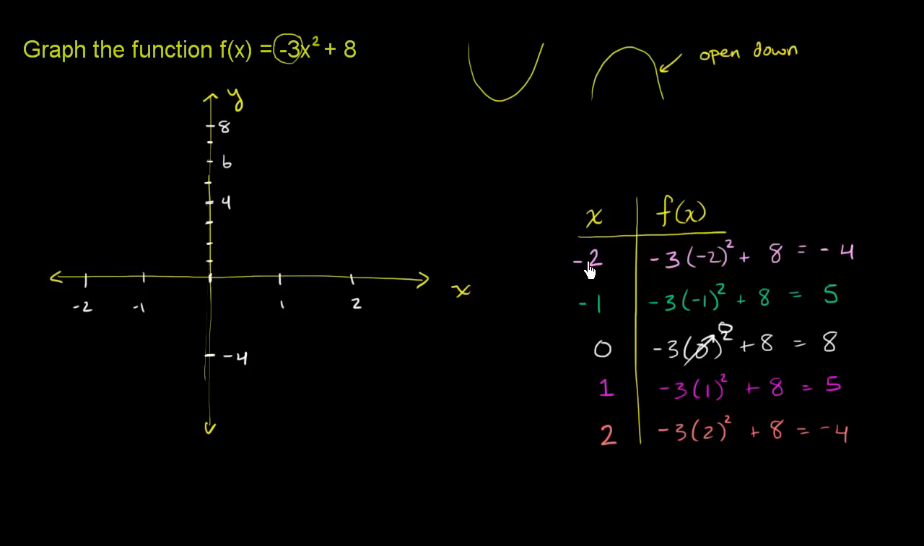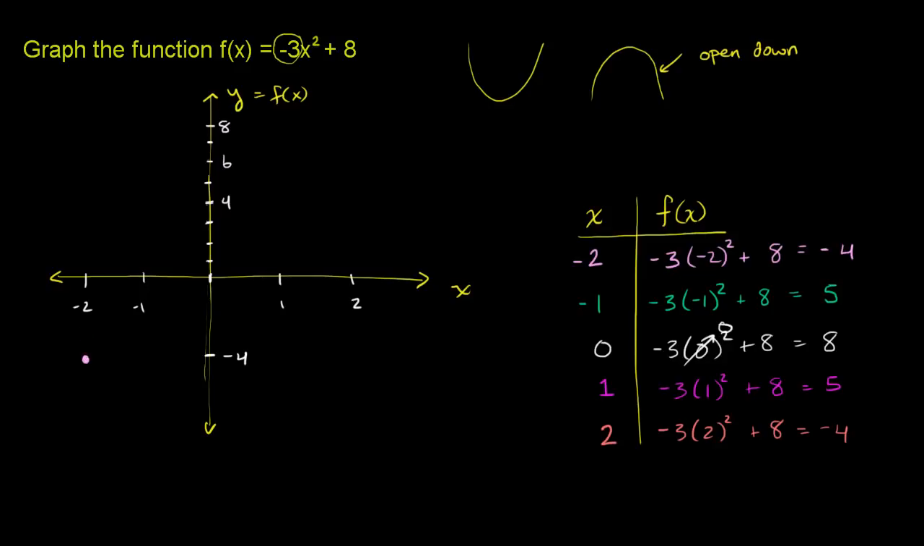When x is negative 2, f of x is negative 4. And actually, I could say this is the y is equal to f of x axis. I'm going to plot f of x. This is going to be the graph of y is equal to this function. So let's graph negative 2, negative 4. When x is negative 2, f of x is negative 4. So it's right over there.